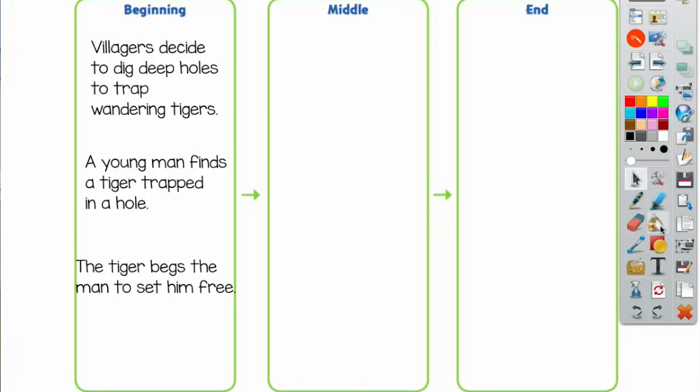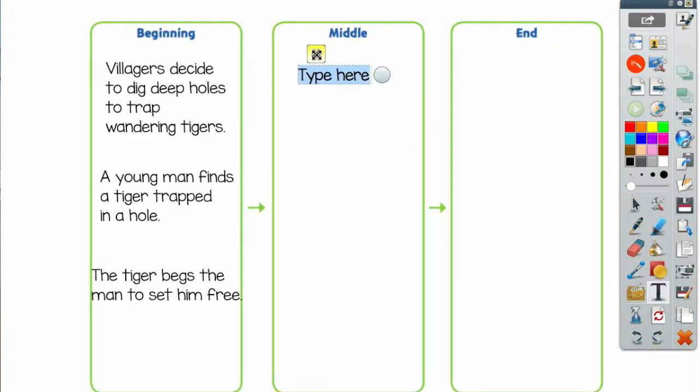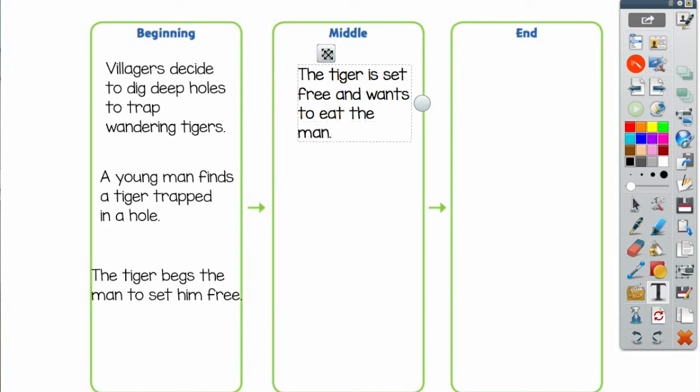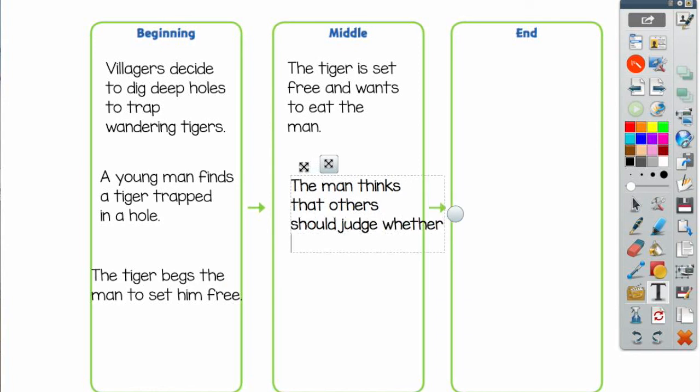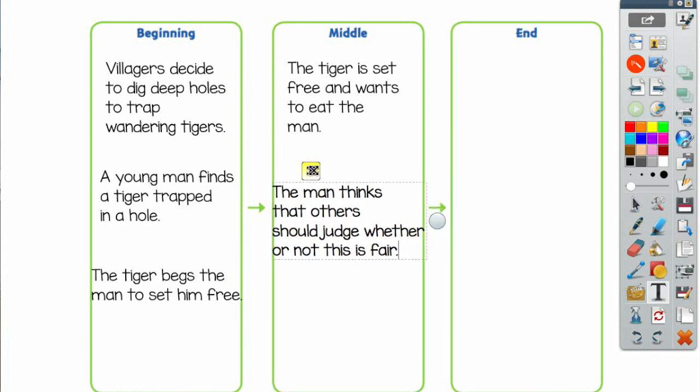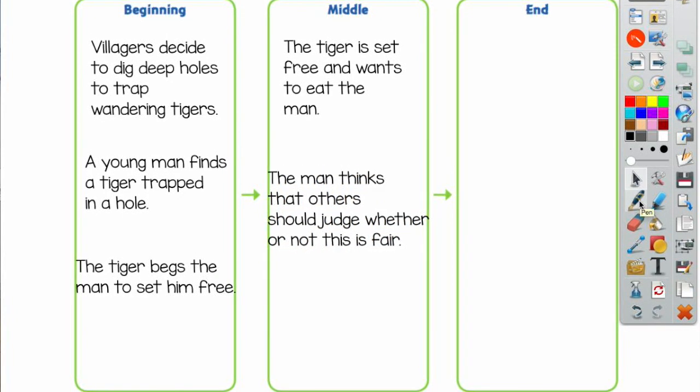So I'm going to type, the tiger is set free and wants to eat the man. Along with that, in the middle of our story, we're going to mention that the man thinks that others should judge whether or not this is fair. These are 2 really important events in our story.